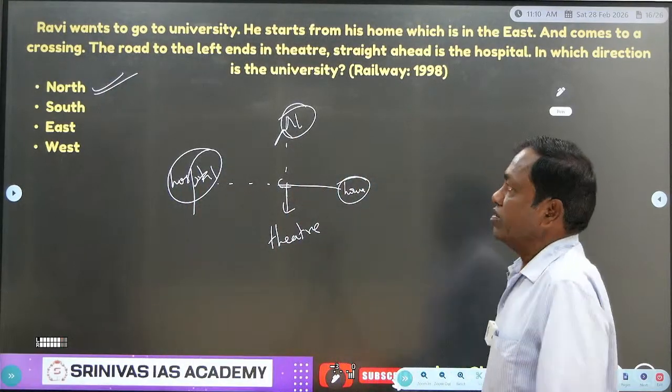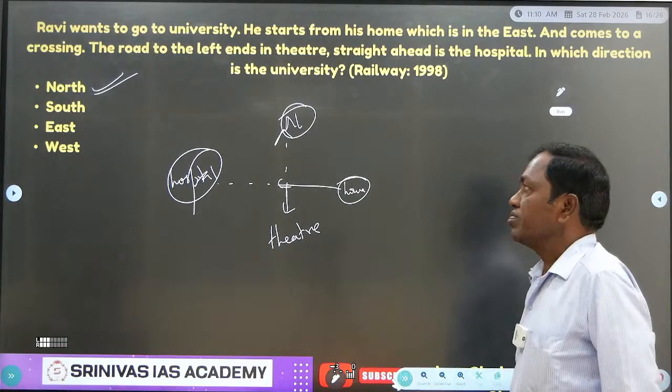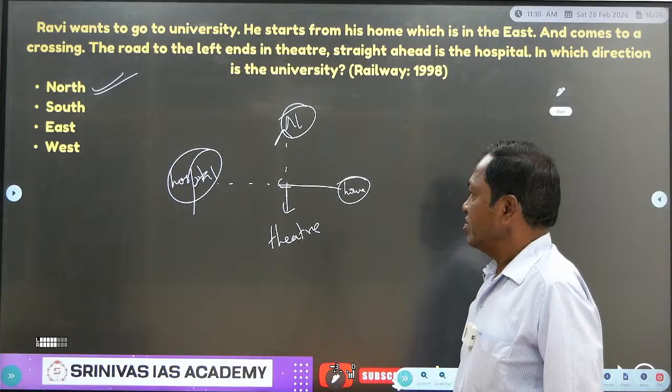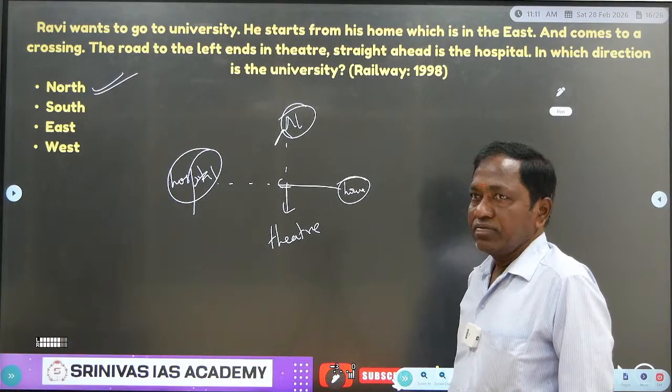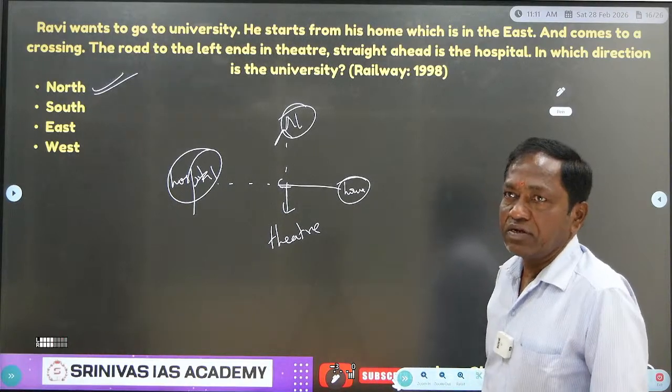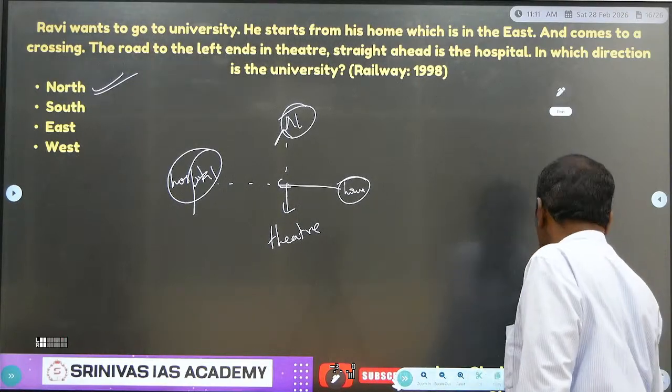So that logic only you have to put like this. There are 4 directions at the crossing. Dead end hospital, south dead end theatre. Then only to the north is the university. That is the only vacant one. Only then can you say that north is the university.